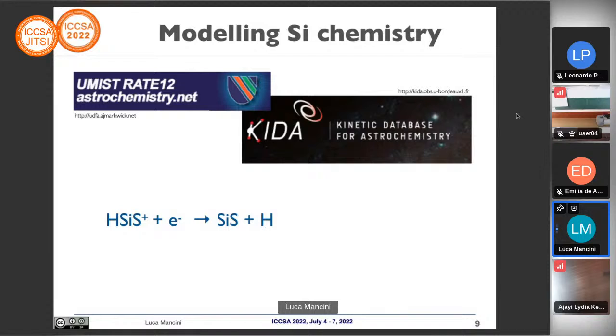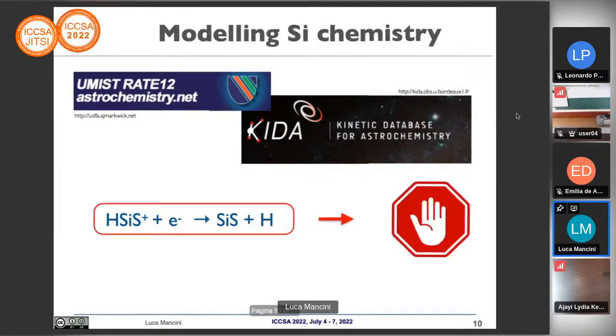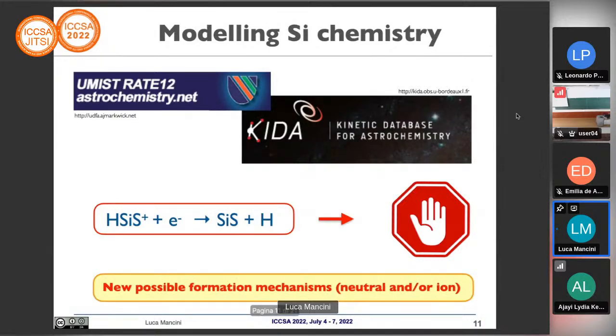But the main problem is that this reaction, together with the reactions which are believed to be the formation mechanism of the HSiS+ cations, have been found to be inefficient in laboratory experiments. So we started a systematic investigation of reactions involving silicon and sulfur in order to try to have different formation mechanisms for SiS, involving both ion-neutral reactions, but also neutral-neutral reactions.